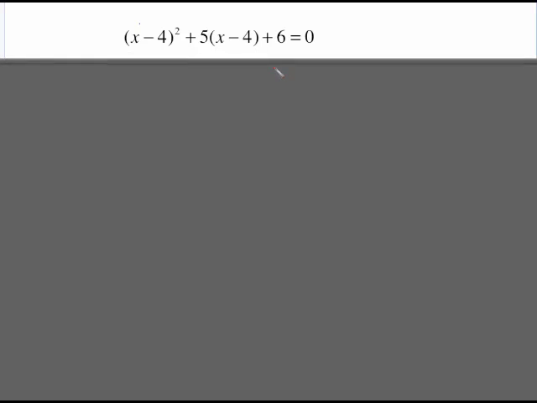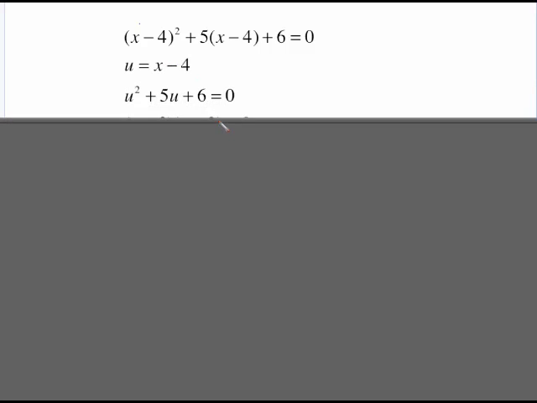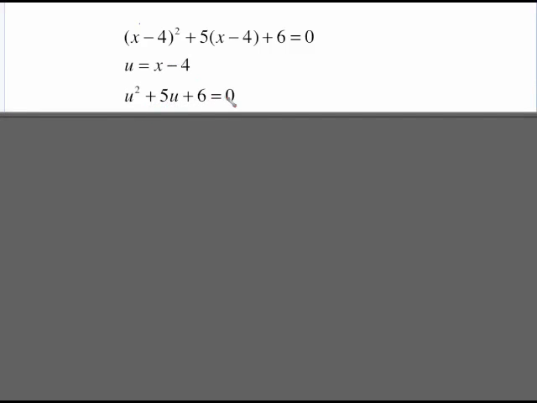Alright, here's one of these with the binomial. And because of the binomial, I need to set this up just a little bit differently, and that is we do what's called a u substitution. Because I don't want to have the binomial, I'm just going to say let u equal x minus 4. So when I do that, I end up with this nice, neat little quadratic look.